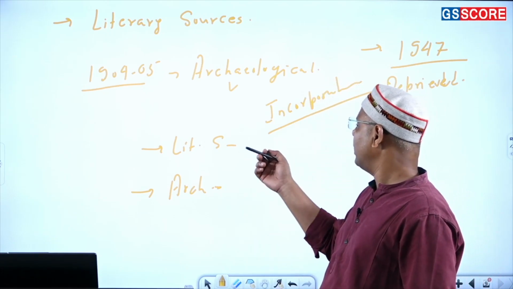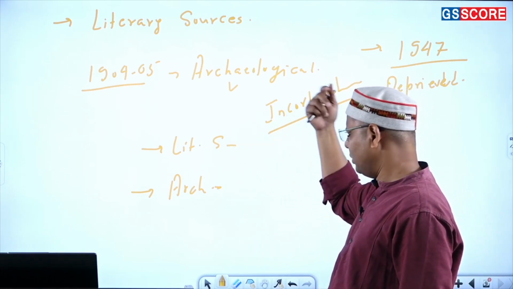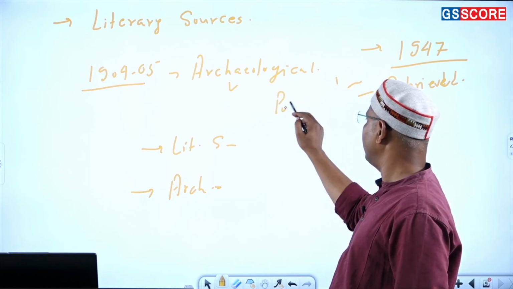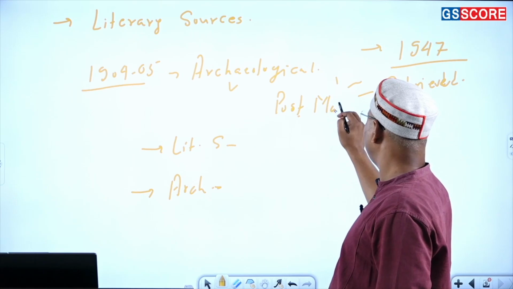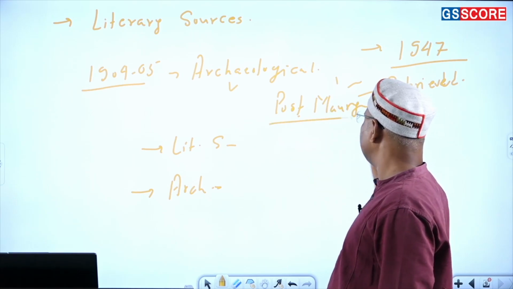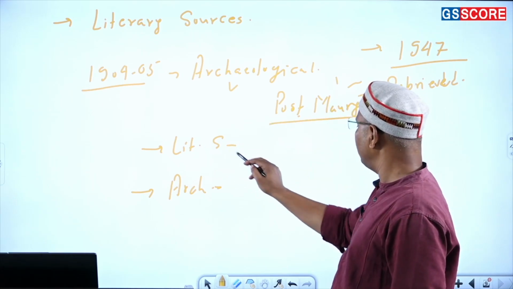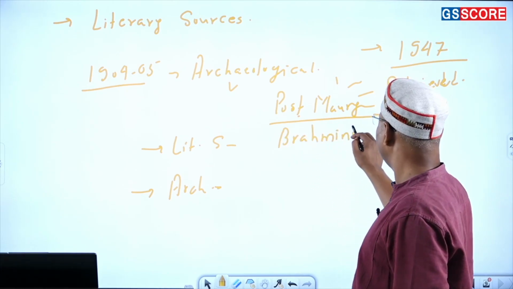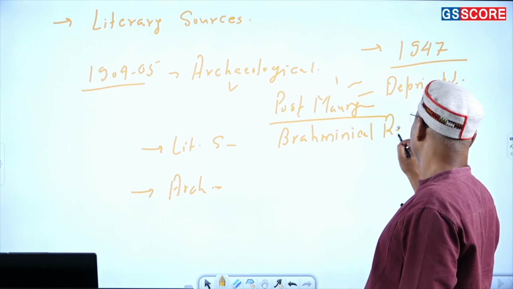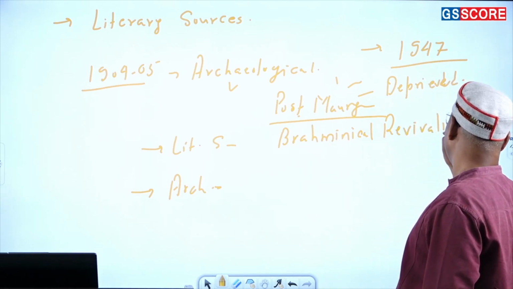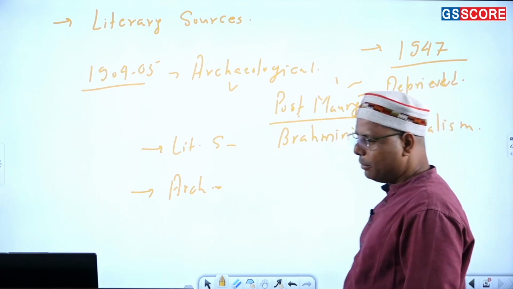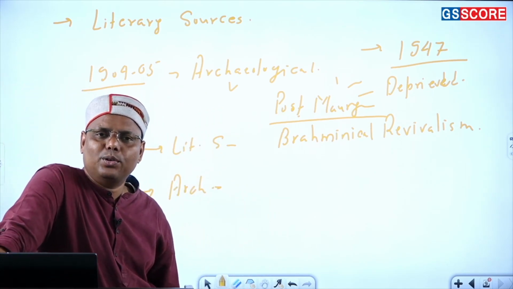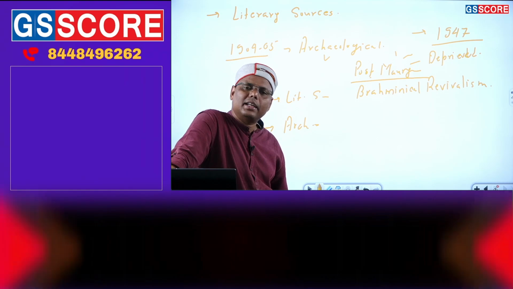Let's take an example. We can take so many examples, but for the sake of example let's take the post-Mauryan period. According to the literary sources, it was a period of Brahminical revivalism. I had been mentioning this just now when I was talking about the Smriti texts. I told you that they present the post-Mauryan period as a revival of Brahmanism.